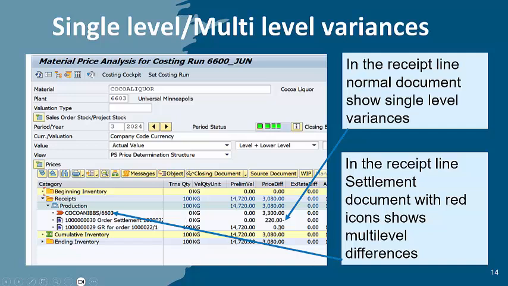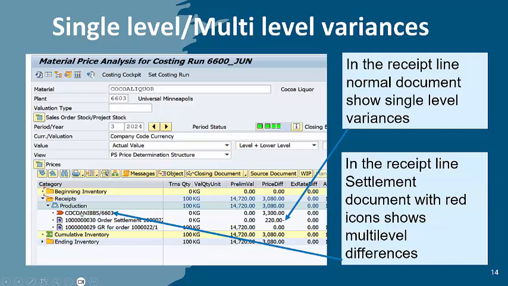So here you find what exactly are comprising a single level. For example, in this case, there was an order settlement done, and there is a price difference of 220. So whatever is coming in the receipt line from normal document shows single level variance. So this is a single level variance. Whatever comes in the receipt line, settlement document with red icons, if you see here, this is a red icon. So this is coming from the lower level. So this is a lower level showing multi-level difference.